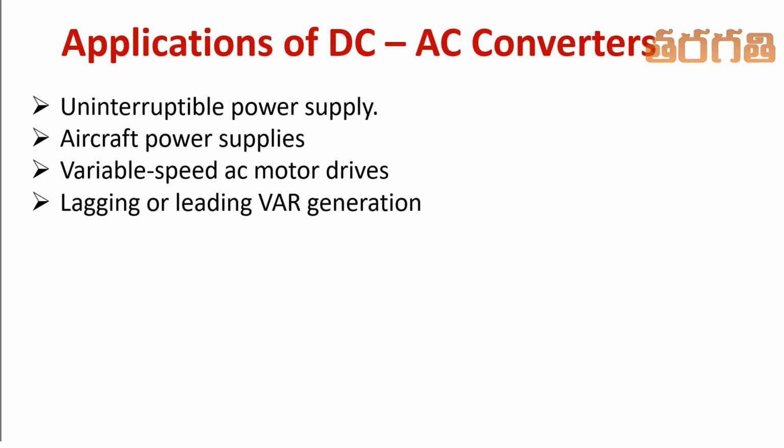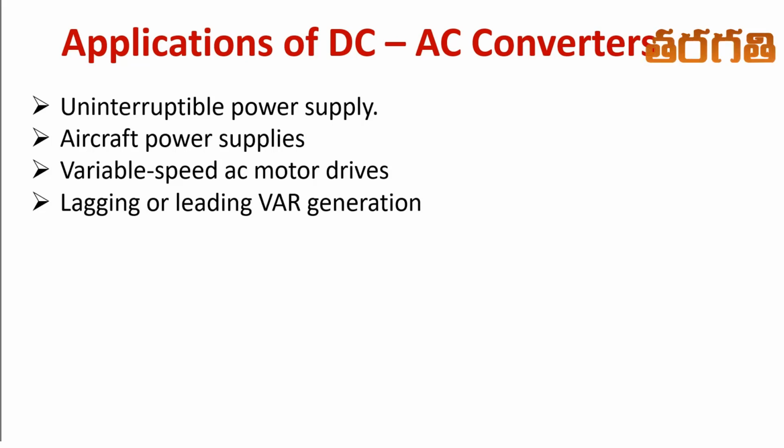As I said, AC motors work or can run at a constant speed. So it is required to make the AC motor operate at a different speed other than the rated speed. You need to change the speed. That variation in speed can be achieved by using a variable frequency DC to AC converter.